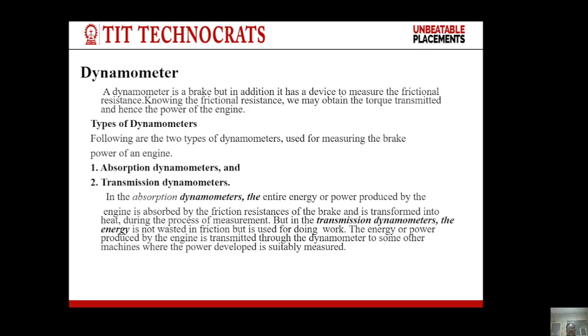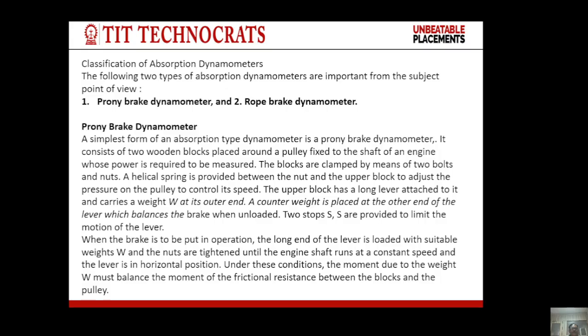In an absorption dynamometer, the entire energy or power produced by the engine is absorbed by the frictional resistance of the brake and is transformed into heat during the process of measurement. But in a transmission dynamometer, the energy is not wasted in friction, but is used for doing work. The power produced by the engine is transmitted through the dynamometer to some other machine where the power developed is suitably measured. Absorption dynamometers are of two types: Prony brake dynamometer and rope brake dynamometer.